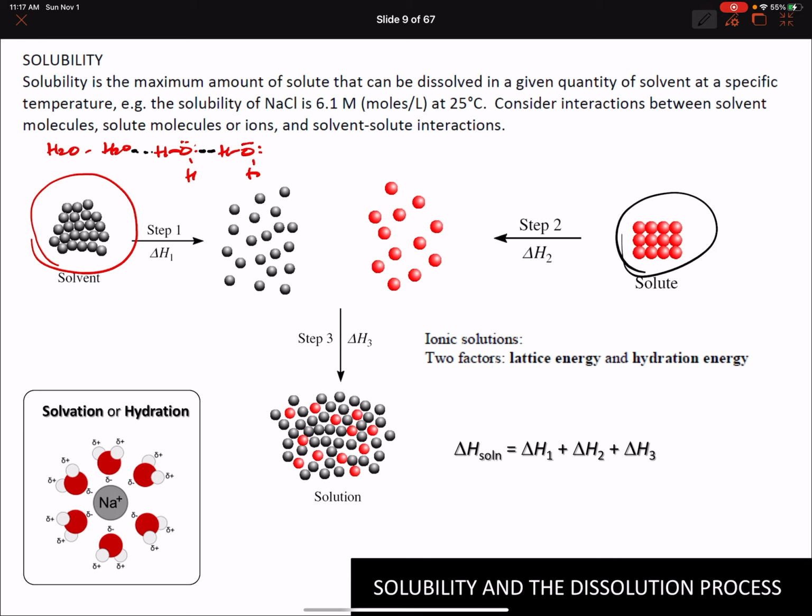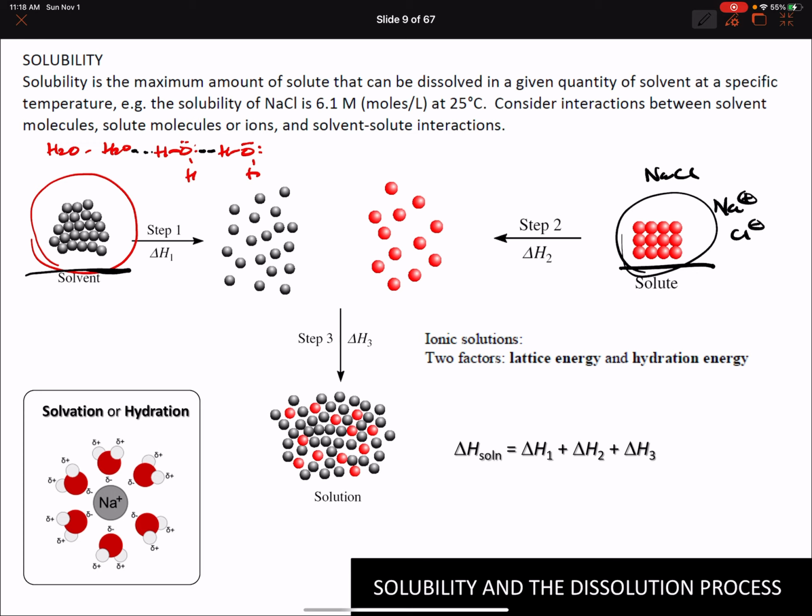The solute, if this was sodium chloride, I have the electrostatic attraction between the sodium ions and the chloride ions, right? And we can use Coulomb's law to predict the lattice energy, the strength to which they're holding onto each other. The bigger the charge, the stronger the interaction. The smaller the atomic or ionic radii, the stronger the attraction. Okay, so you have some interaction here. These guys are holding on to each other to some degree.